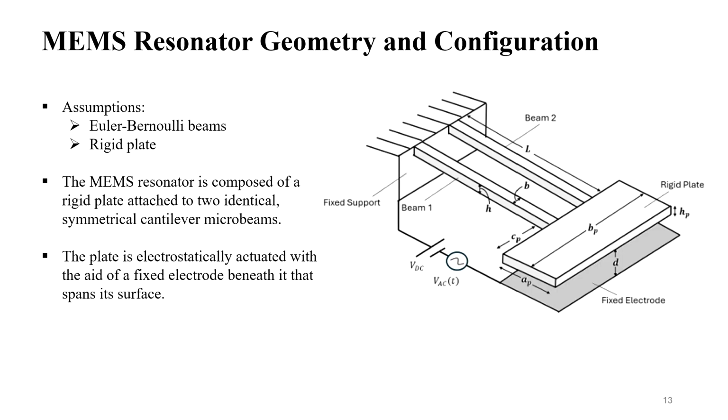The geometry of the resonator is comprised of a rigid microplate connected to two identical symmetrical cantilever beams, as shown by the figure on the right. We assume that the beams follow Euler-Bernoulli theory and that the microplate is rigid. Electrostatic actuation is applied via a fixed electrode located beneath the plate.